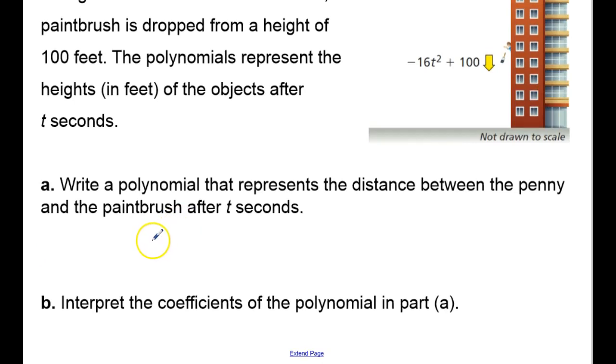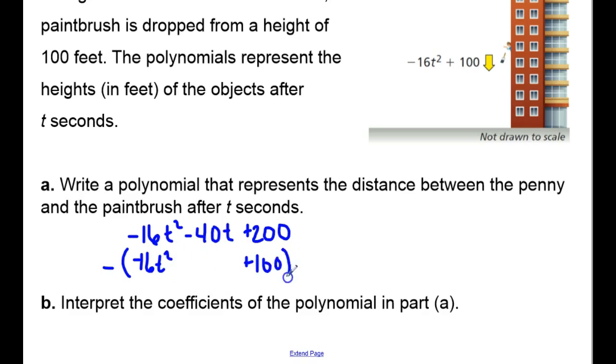I take my first one, my paintbrush, which was negative 16t squared minus 40t plus 200, and I'm going to subtract that negative 16t squared, I didn't have a t term, plus 100. When I'm subtracting like this, I can do it either in columns or like we've done on previous slides. It doesn't matter. When I have to make this a plus, I have to change all of the signs in here, so that becomes a plus, and this becomes a minus.